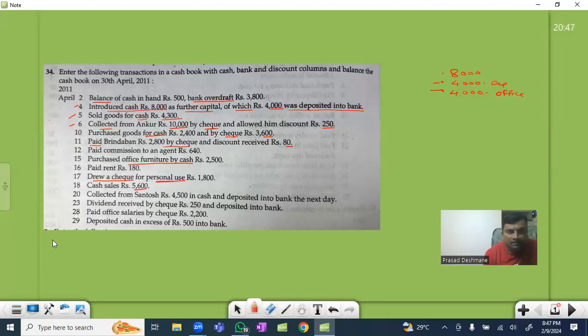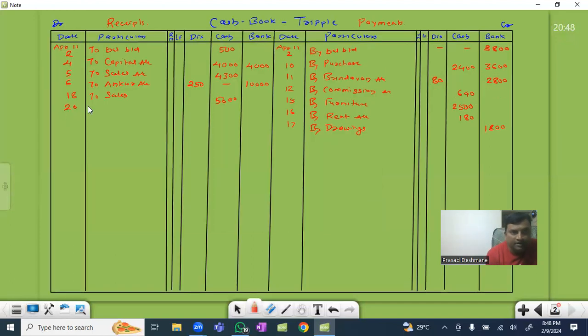Right. Now, collected from Santosh rupees 4,500 in cash and deposited next day. So first of all, on the 20th we got the money from Santosh, right? That I'll record first. Date 20, to Santosh.